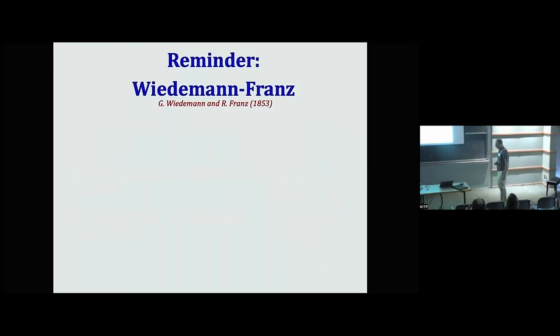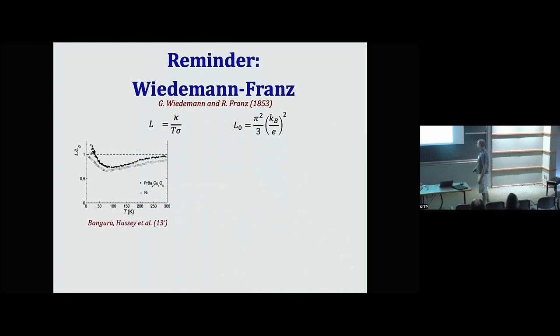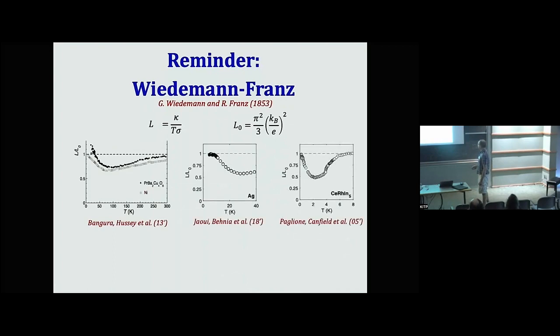Okay, so just a brief recap. Wiedemann-Franz has been known for a very long time. We look at the ratio of the thermal conductivity to the electrical conductivity times temperature, and the observation made very long ago is that across many metals, this approaches a universal value, which is only made out of fundamental constants. This is really obeyed remarkably well quantitatively in many metals. It was discovered at room temperature, but I'm going to focus on low temperature in this talk. You see that across all these systems, it approaches this universal value of one.